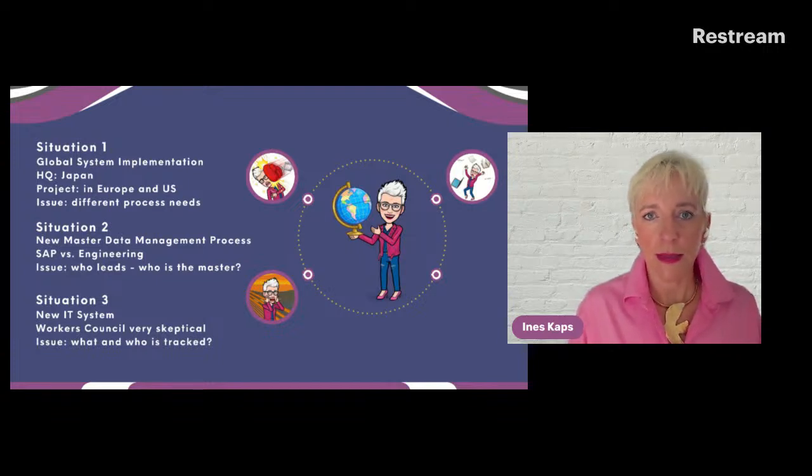The second situation was in an engineering setup where also a new process, a master data management process, was implemented using new technologies, new systems. And the question was, well, if I have a new item, where is basically the birth of this item? Where is the birth of this data? Is it in the engineering system because it's an engineering item, or is it in SAP, which was the system that was used in most departments of the company, and that was heavily depending on the correct information of this item?